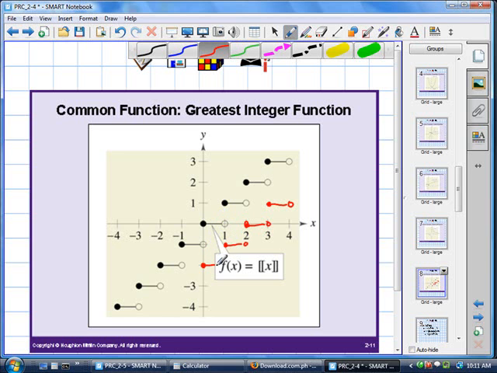Or somebody might say, it looks to me like it's been shoved to the right. Yeah, it all depends on your point of view.